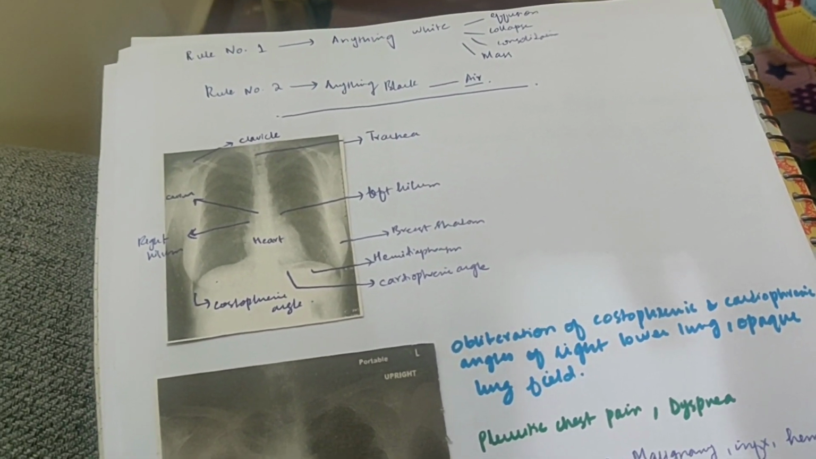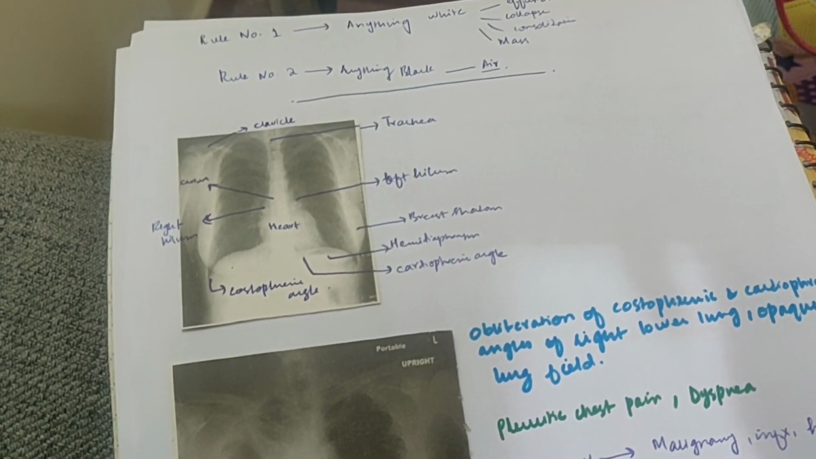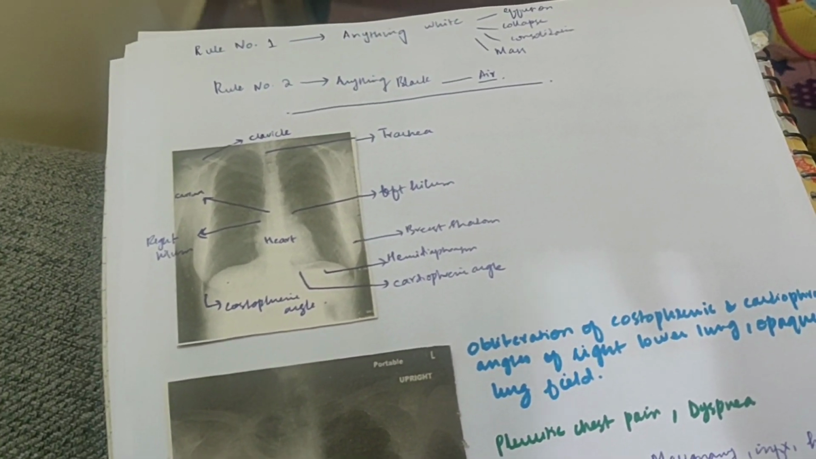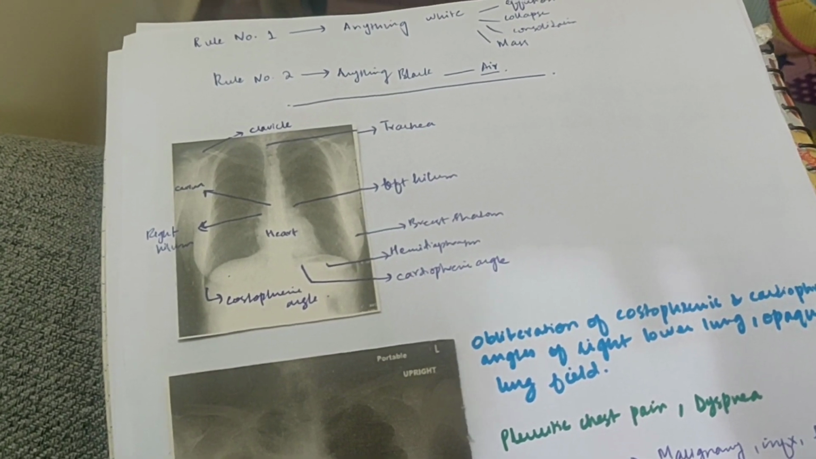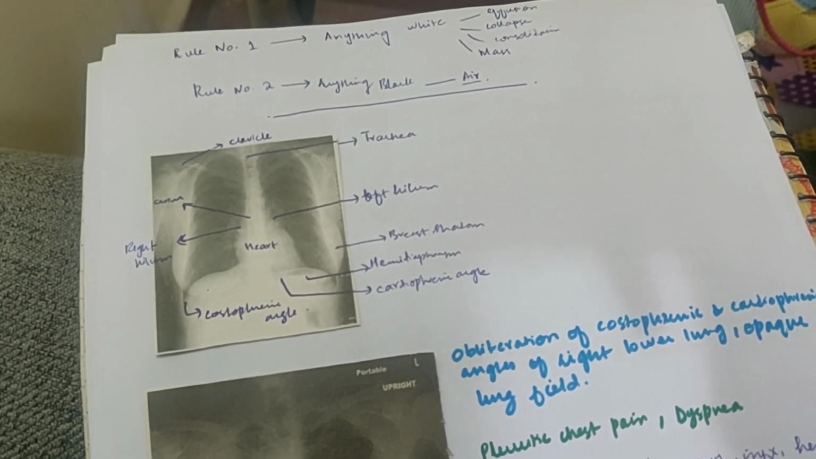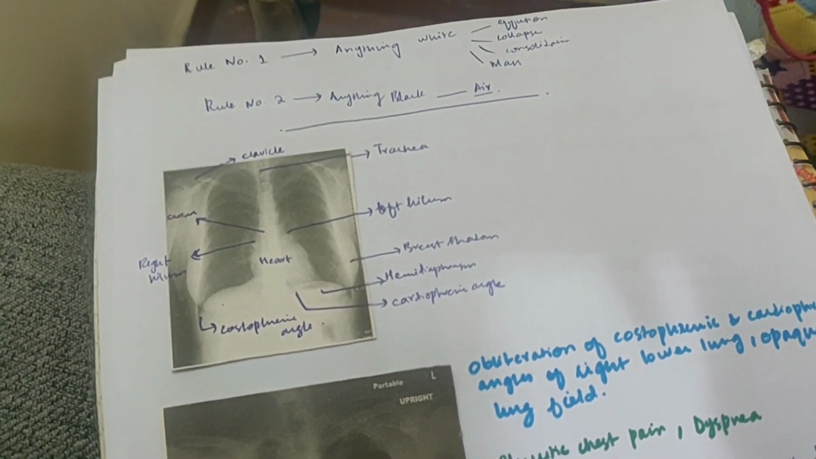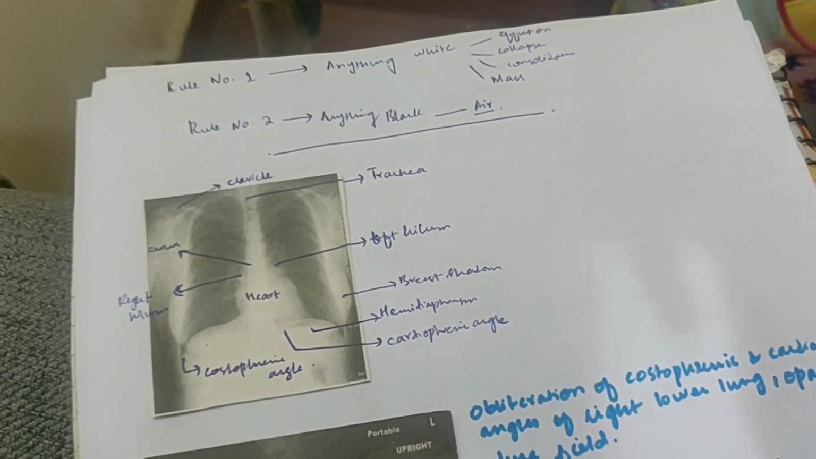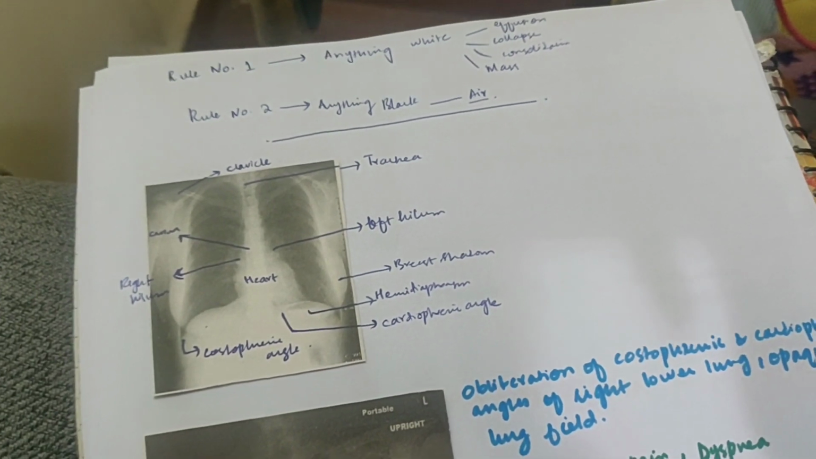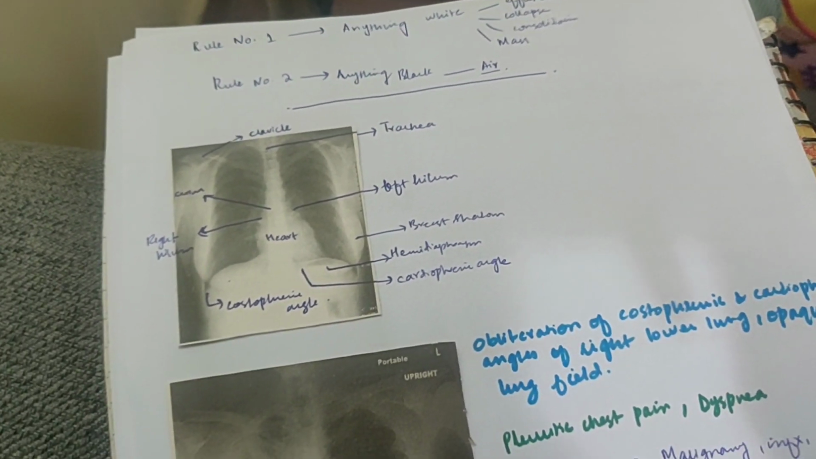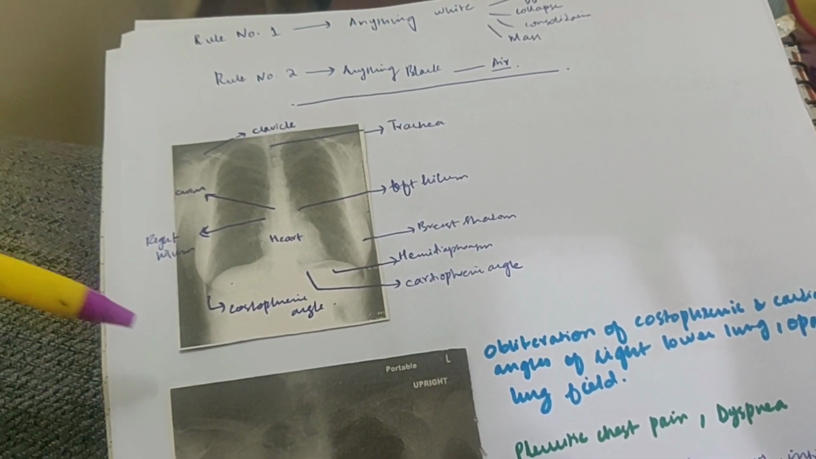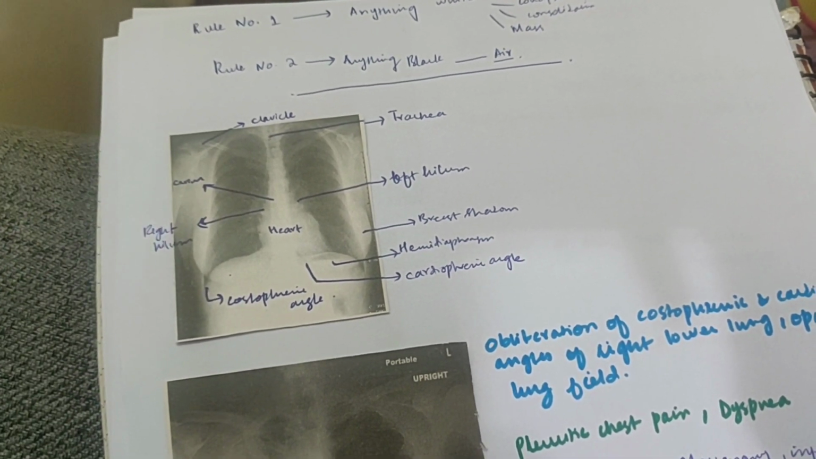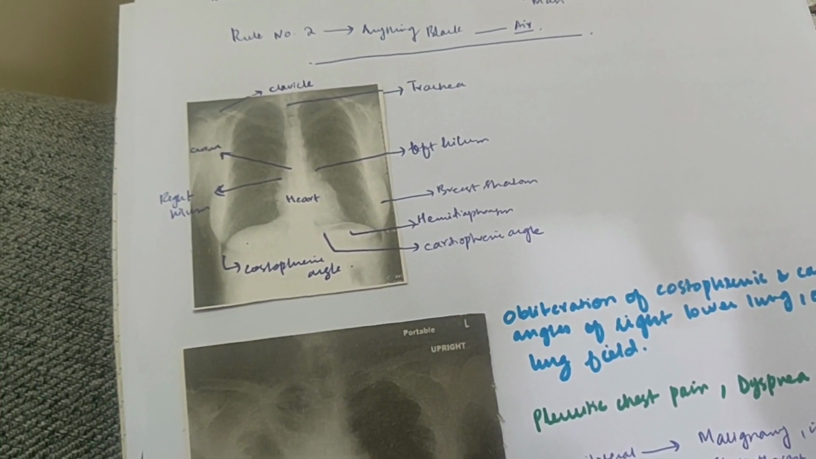We'll not do the whole ABCDE version of x-rays because it's really unnecessary when you're solving questions and you have to respond very quickly during the exam. So let's get started. Rule number 1 is anything white is either effusion or collapse or consolidation or mass, and rule number 2 is anything black is air, right? Now I'll ask you some questions and let's see how much you know about x-rays, right?